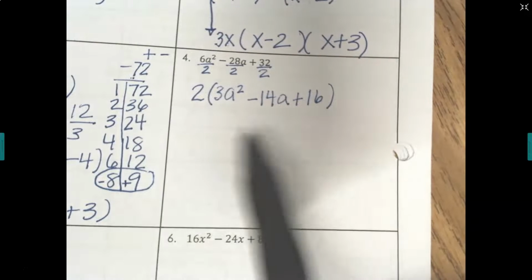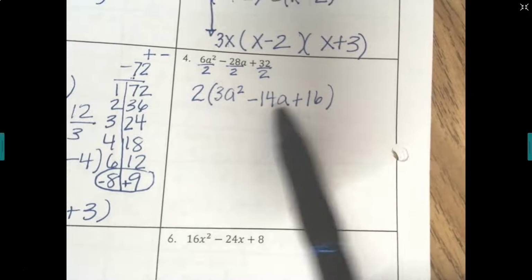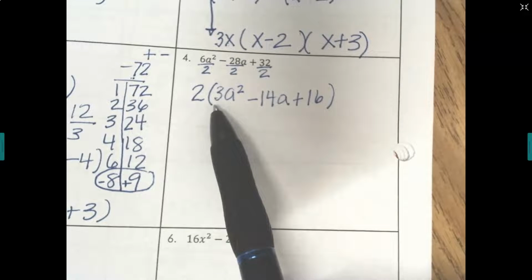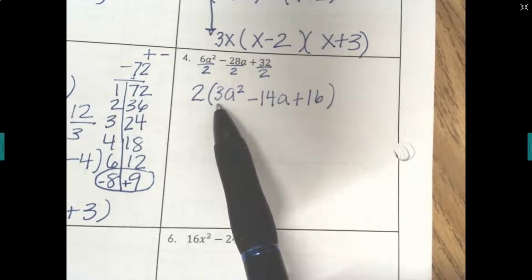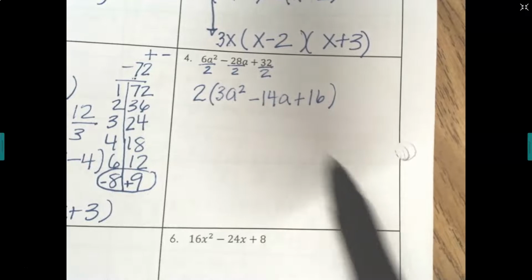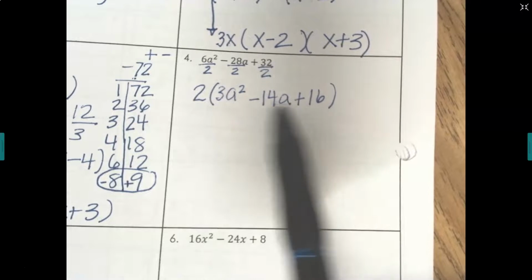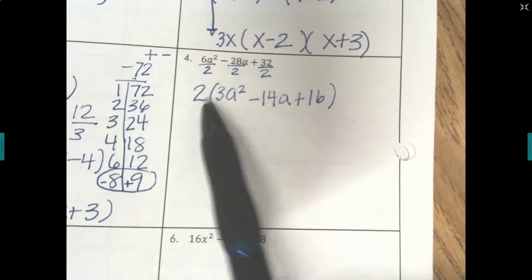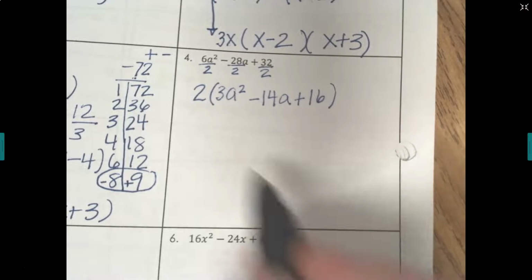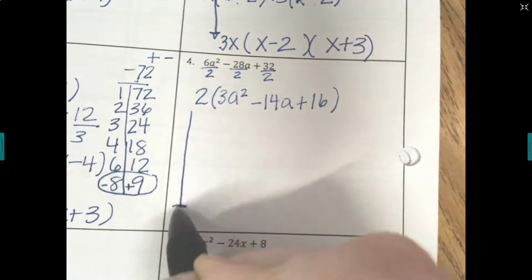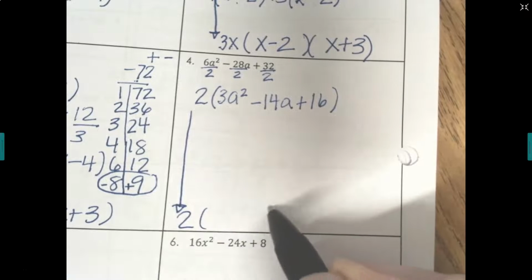So here's how we're going to check. When I look, 3, 14, and 16 have no factors in common. There's nothing that goes into that multiplies to 3 that also multiplies to 14. So I know I'm right. If I was here and I still had numbers that I could pull out, I didn't take out a big enough GCF. So this GCF, I'm going to bring all the way to the bottom where I'm going to write my answer.